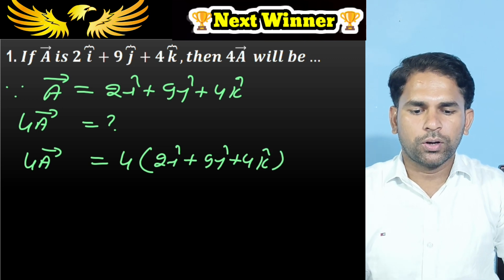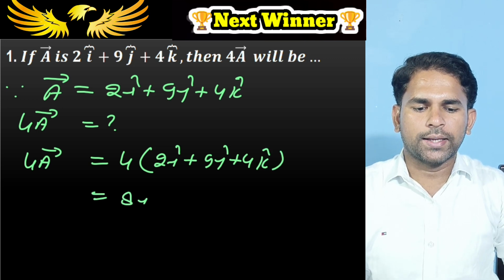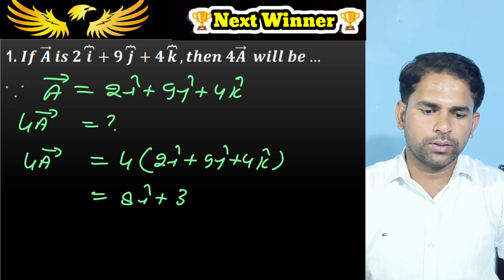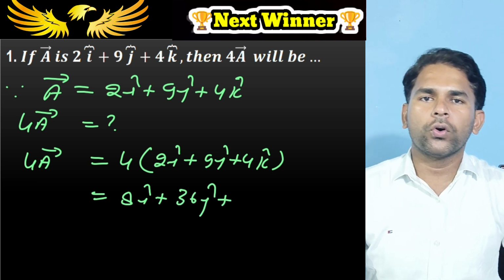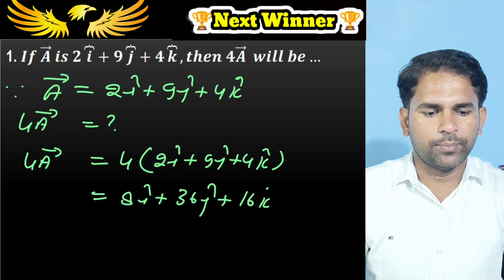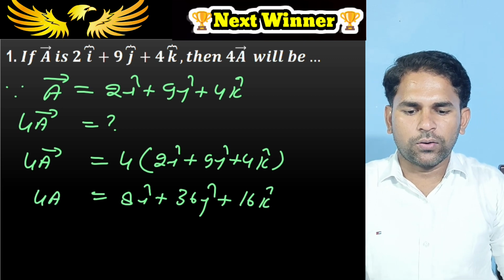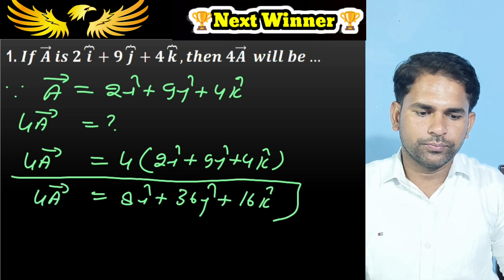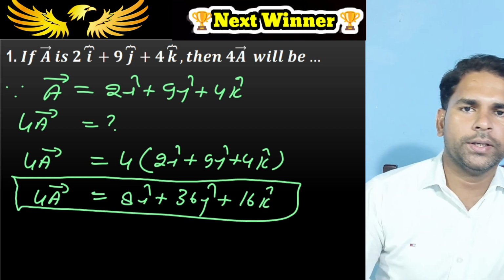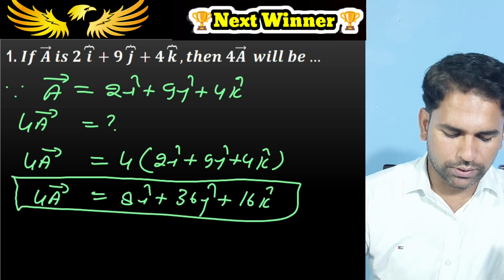Now 4 times 2 is 8 i cap, plus 4 times 9 is 36 j cap, plus 4 times 4 is 16 k cap. So this is the final answer of the given problem. Okay, now for the next question, you can see it on the screen.